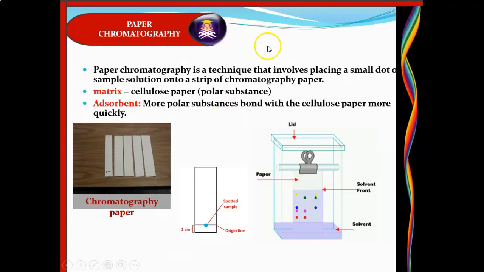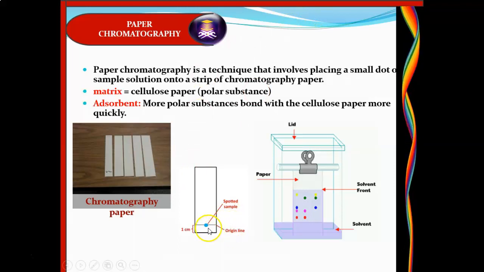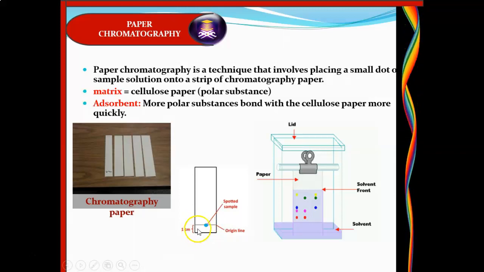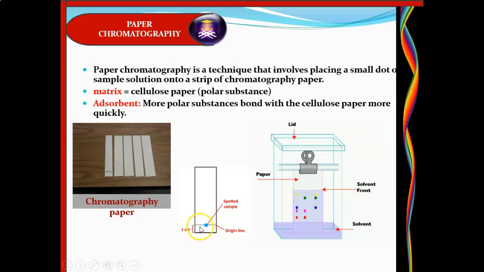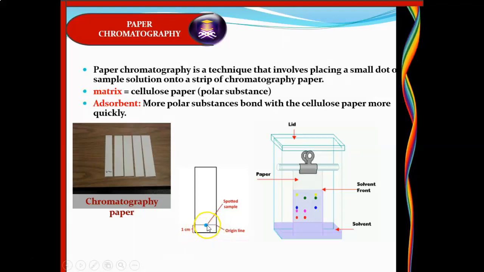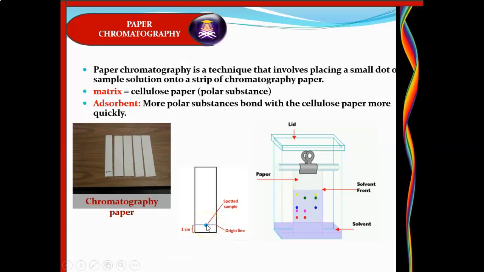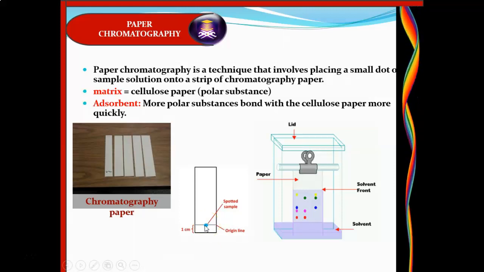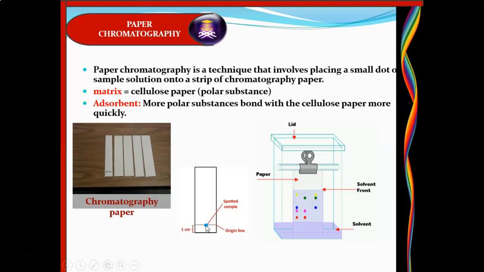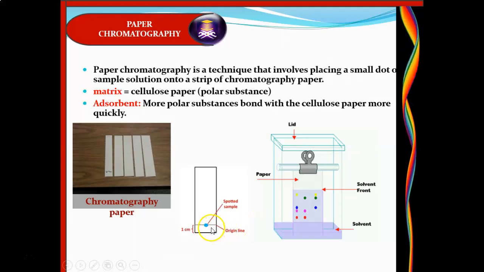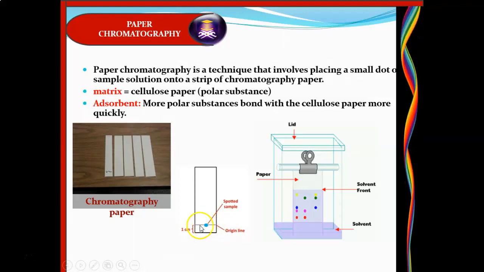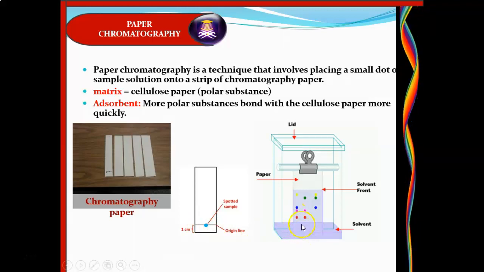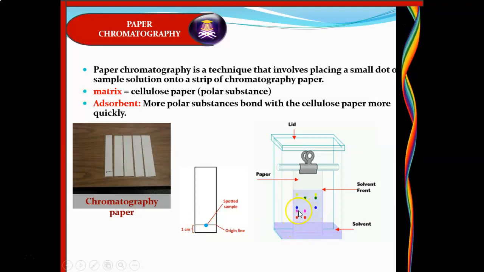Okay, so what you need to do is draw a 1 cm line here, a 1 cm distance line from the bottom. This is called the origin line, and then you need to put the sample on the spot on the origin line here. If you have more than one sample, you can put a sample behind this and also behind this, like displayed in the diagram here. In this diagram, they have three types of spot.